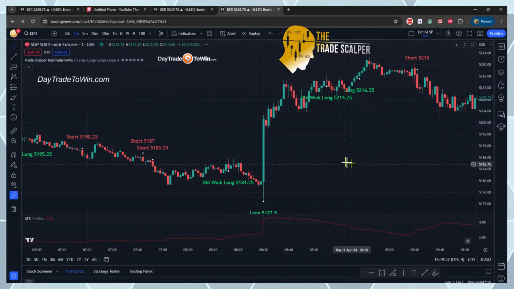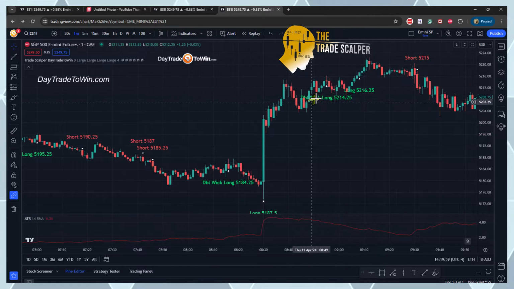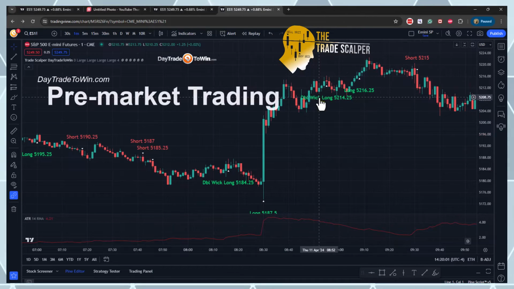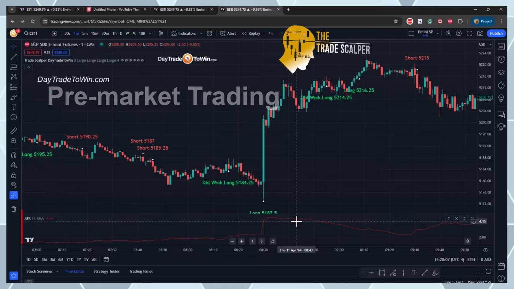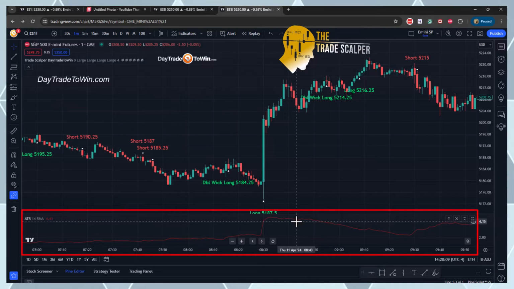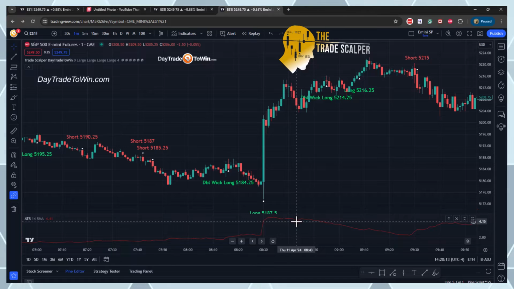Now, pre-market, we can see here that there are some good signals pre-market as well. What determines whether or not we should be trading pre-market? Do we have enough volatility? So the ATR, again, is your friend. I look at the average true range on a 1-minute chart being at least 4 ticks. 4 ticks is 1 point on the E-mini S&P.